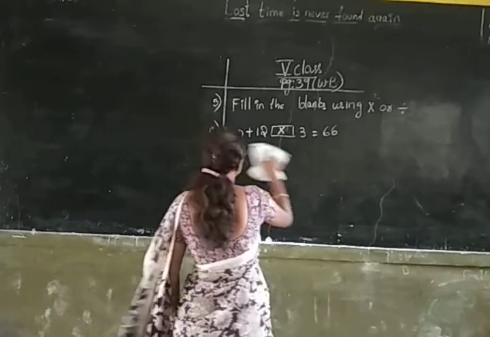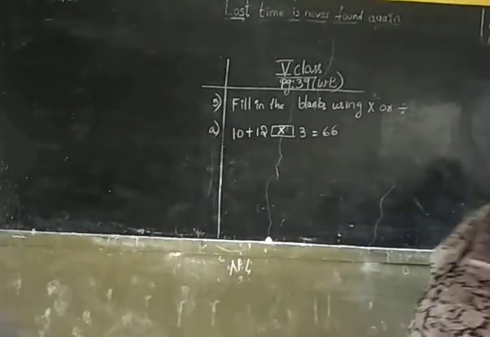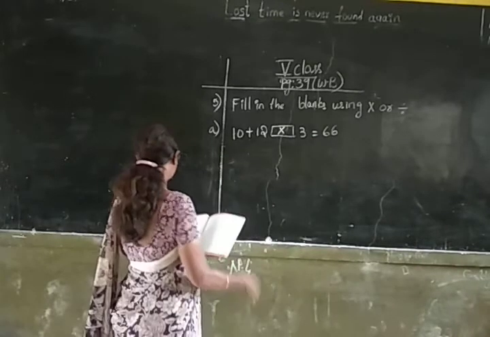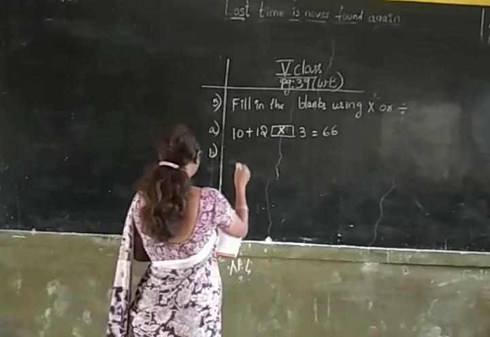Okay children. 10 plus 12 is 22 children. I have told wrongly 32. 10 plus 12 is 22. Okay, let us do the B sum.